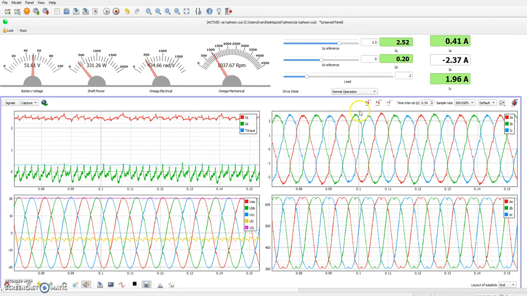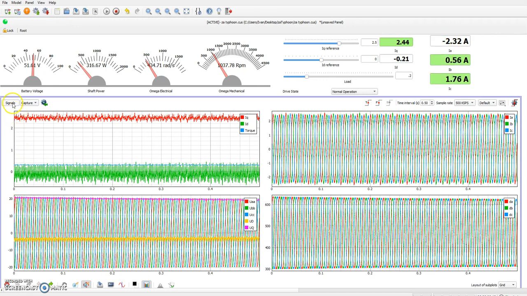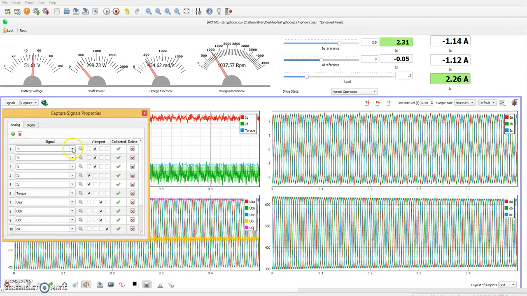Here is the measurement of the currents, and the values that can be measured on the scope, there are a lot of them. There is the battery voltage, duty cycles, some currents in the ABC, alpha, beta, DQ system. There is electrical torque, mechanical angle, and so on and so on. Output power, theta of the shaft, also the theta of the DQ system, and so on.